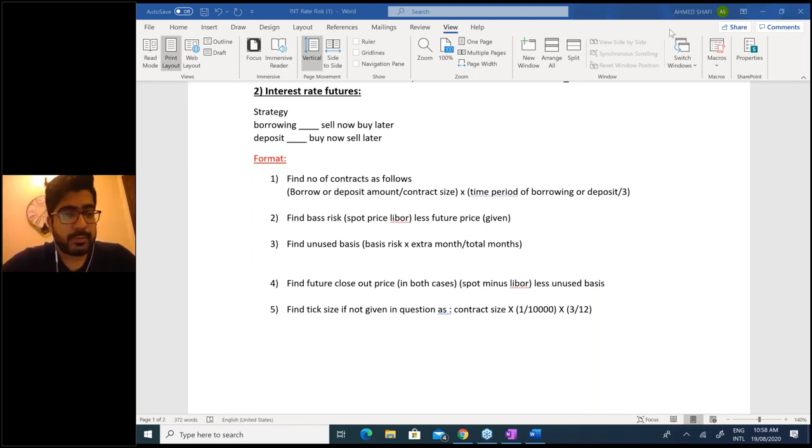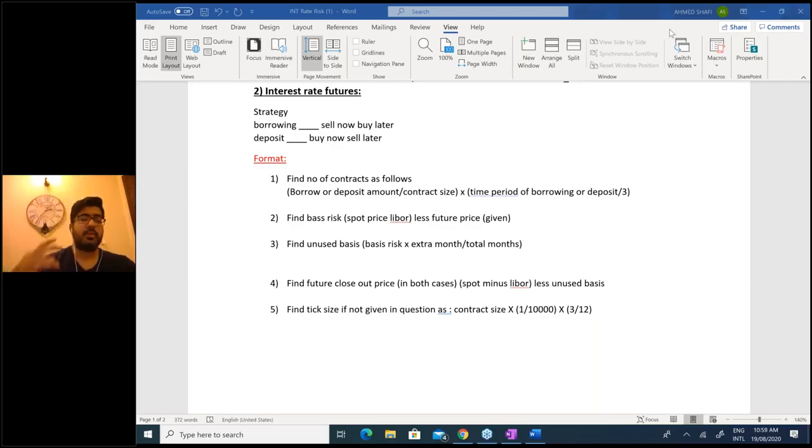Okay, in interest rate futures, first remember the strategy. In borrowing, the strategy is sell now, buy later. And in deposit, the strategy is buy now, sell later. The strategy needs to be learned, like in yesterday's session, you learned that in payment case we have to buy, so buying rate, and in receipts we have to sell, so selling rate. In interest rate futures, the strategy in case of borrowing is sell now, buy later, and in case of deposit, it's buy now, sell later.